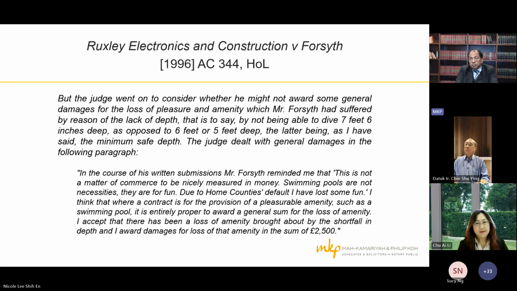And the judge basically said, very well, you've lost some fun, and says, I think that where a contract is for the provision of a pleasurable amenity, such as a swimming pool, it is entirely proper to award a general sum for the loss of amenity. I accept that there has been a loss of amenity brought about by the shortfall in depth, and I award damages for that amenity in the sum of £2,500.